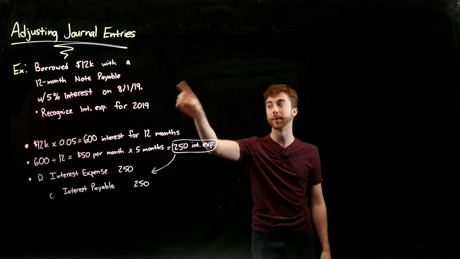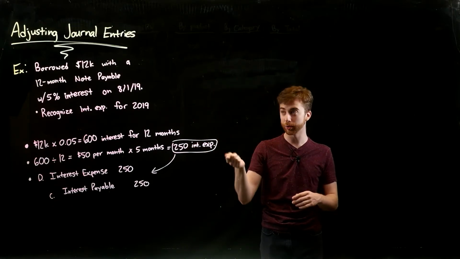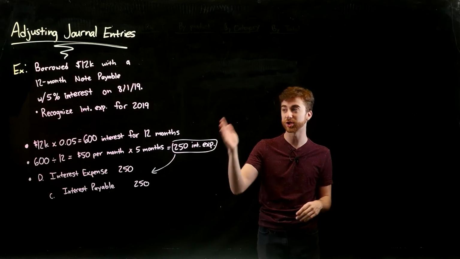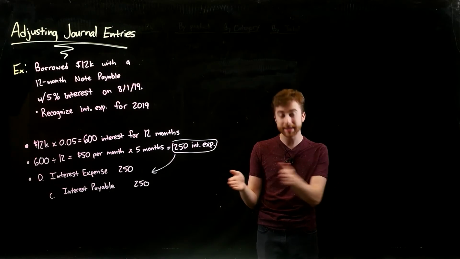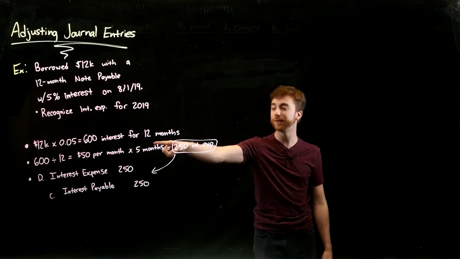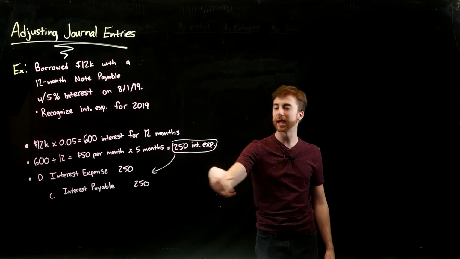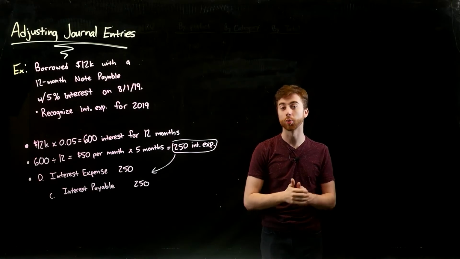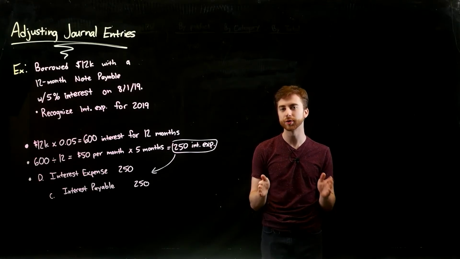I still do it anytime I'm looking at these types of problems. Be very careful about the beginning of the month versus the end of the month. Notice that I counted August because we're starting at the beginning of August, so that entire month does go by. So we have 5 months' worth of interest at $50 a month. Multiply those two together and you have $250 worth of interest expense for the year 2019.